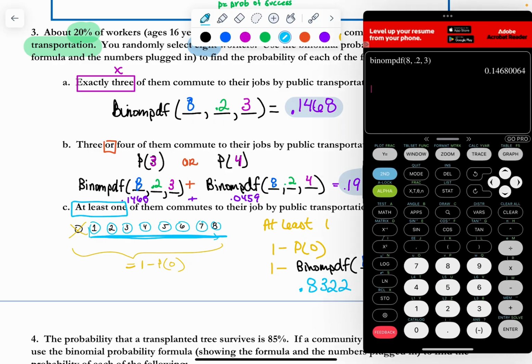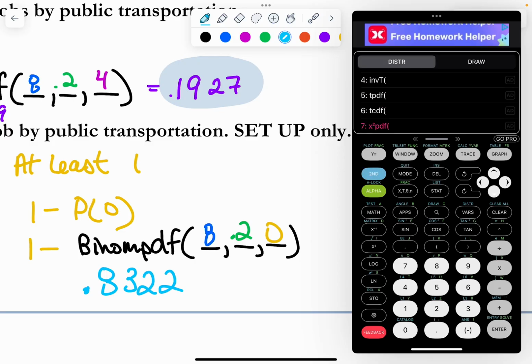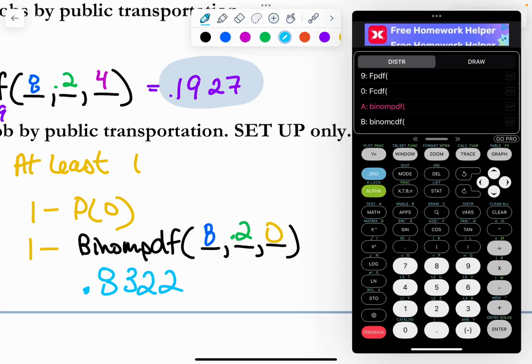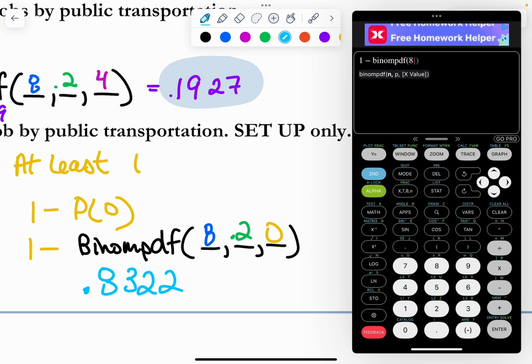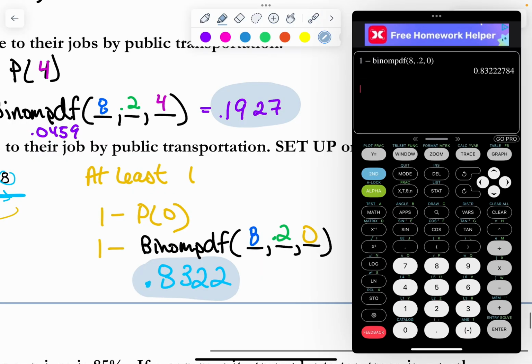0.8322. So we can type that in our calculator. I'll do it one more time over here. So I'm going to do 1 minus this time. Second vars, scroll on down to binom PDF, and I'm going to type in 8, 0.2, 0, and we get that probability of 0.8322.